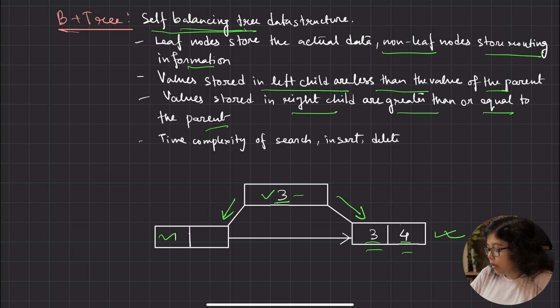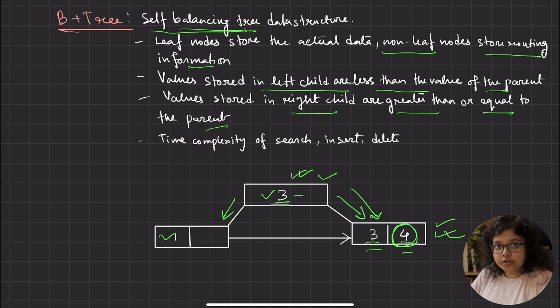And let's say we want to search for a value of 4. So the search will begin from the root node. We have already said that if we are searching for a value which is greater than or equal to the value of the parent node, then we have to go to the right subtree. So we will follow this routing information, travel from the root node to the leaf node, and get the value of 4.